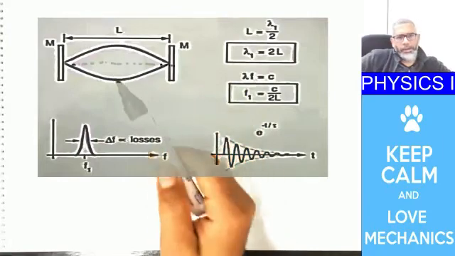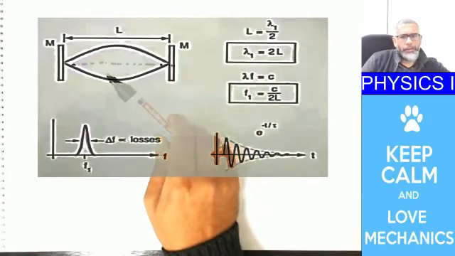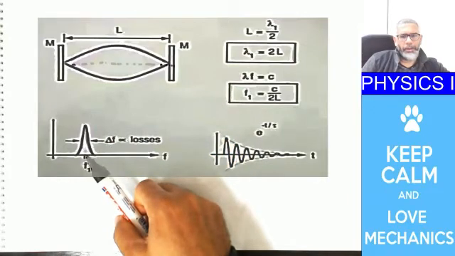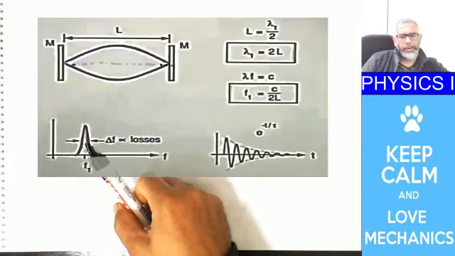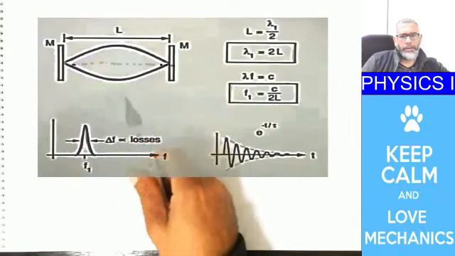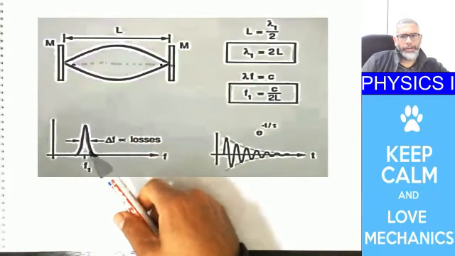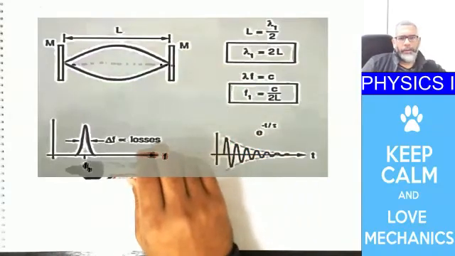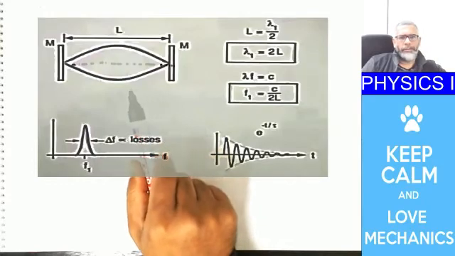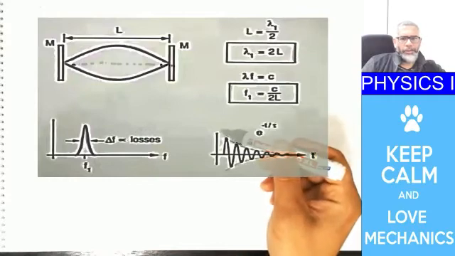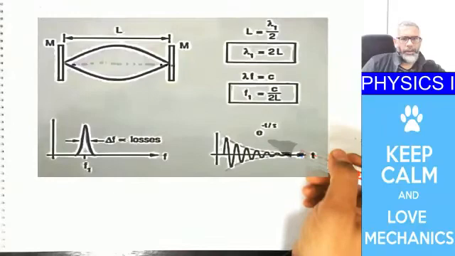Since these losses are unavoidable, there will be losses, and the losses will appear in the frequency domain as the width of this signal, okay? So the more losses you have, the wider this width is in the frequency domain, okay? So this is how it goes for a passive light that travels between two mirrors. And this is the time domain, of course. Since there are losses, the amplitude will decay exponentially over time.